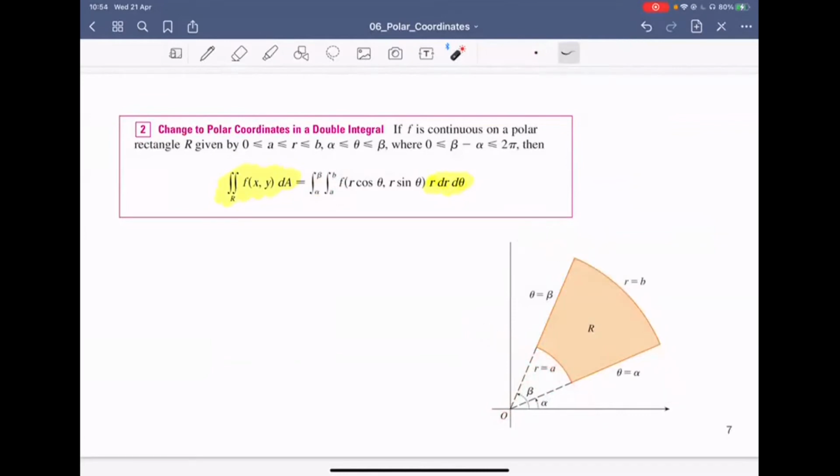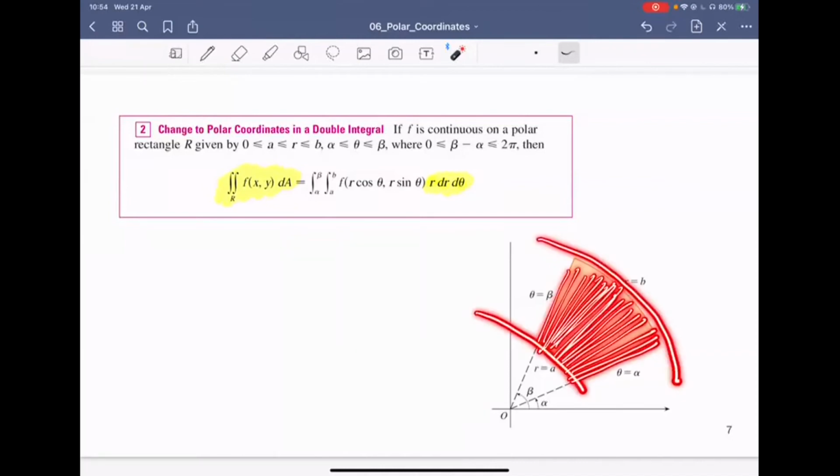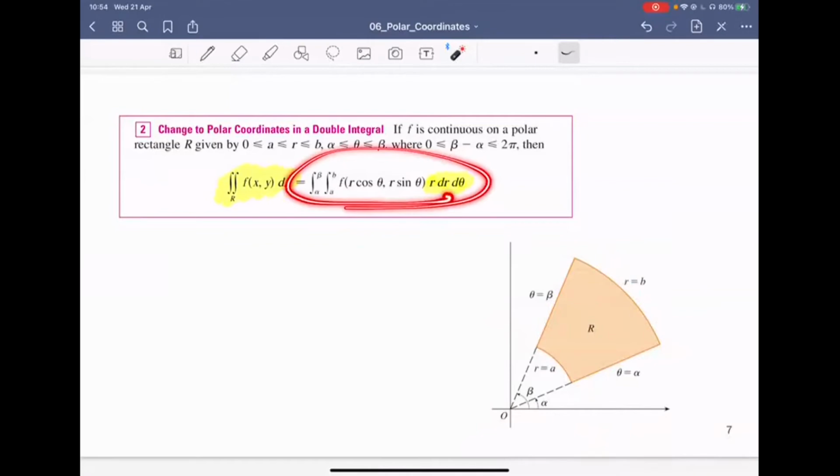If you want to integrate with respect to this, you can do that. So it means you're going to draw the line theta from alpha to beta, and your top part is going to be r equal to b, your bottom part is going to be r equal to a, and you're going to get just one integral here. You do not need to split it.